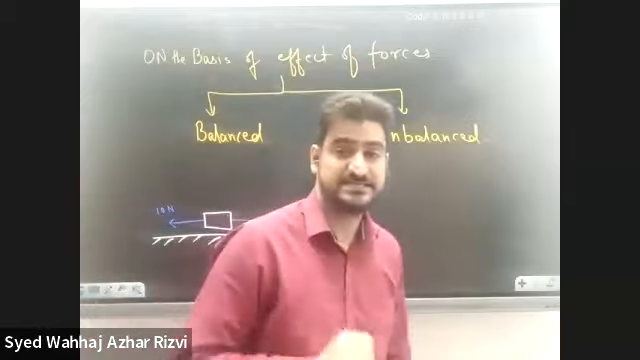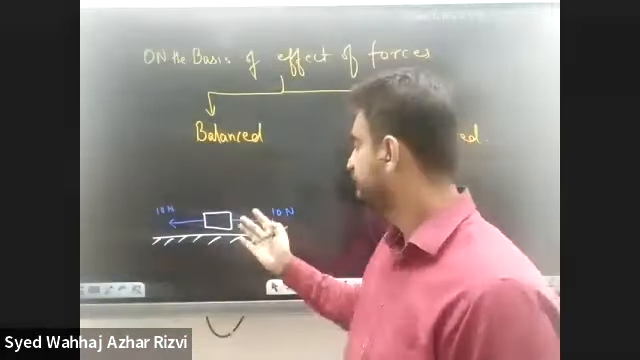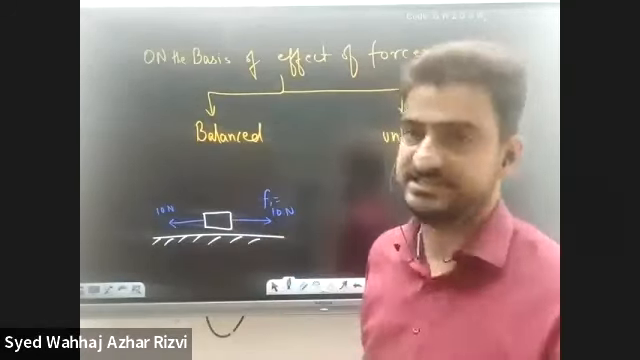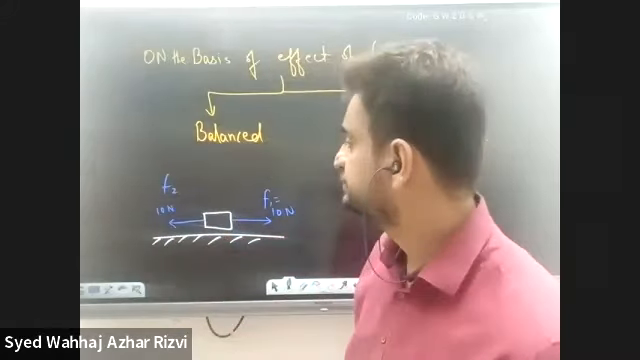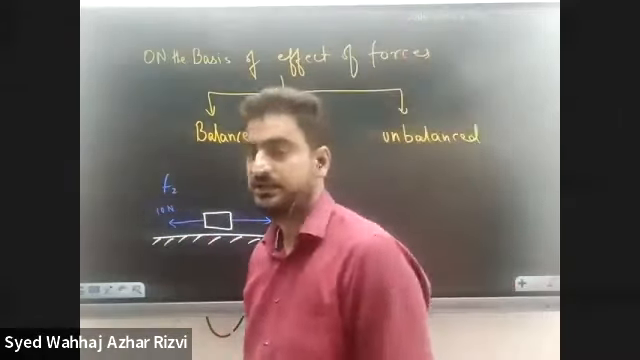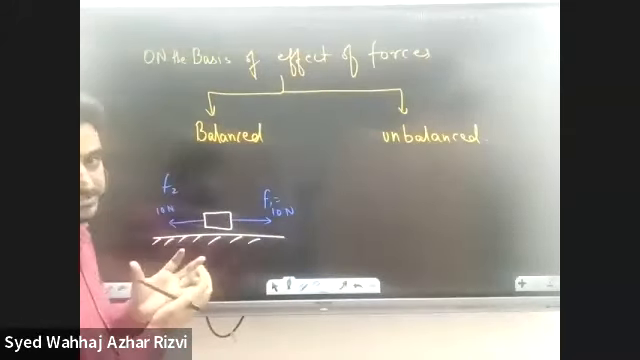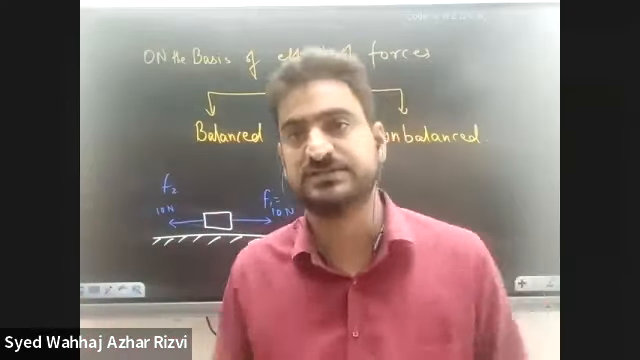So two forces are acting on this block. One of the forces, F1, tries to make it move rightwards. And then there is the force F2. This force tries to move it leftwards. Both these forces are equal and opposite. What will happen? What will be the net effect of these two forces?